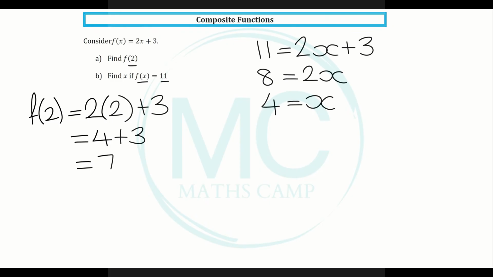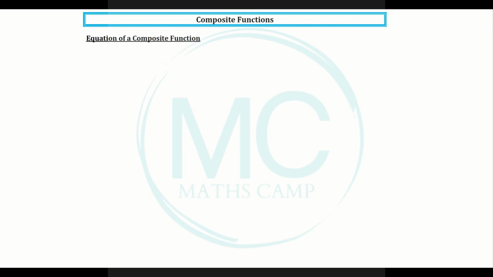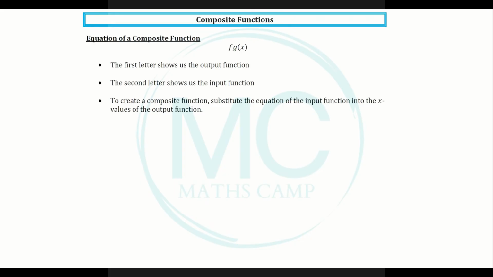Now let's look at the equation of a composite function. As an example, I'm going to use f g of x. The first letter shows us the output function. Here, f of x is the output. The second letter shows us the input function. So g of x is the input. To create a composite function, we substitute the equation of the input function into the x values of the output function.